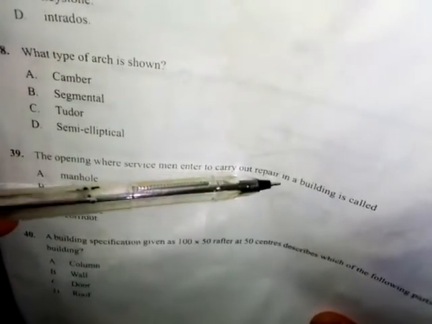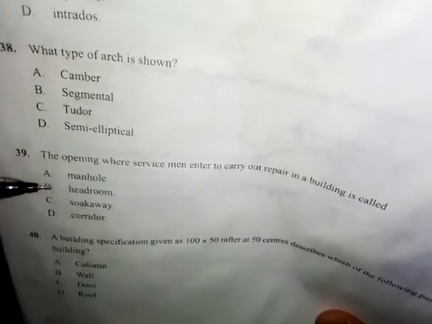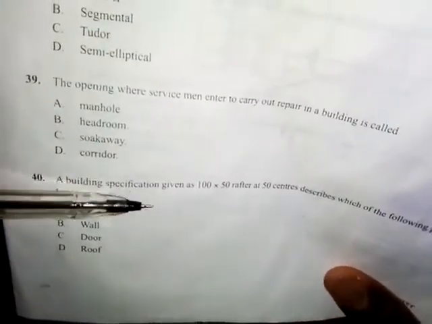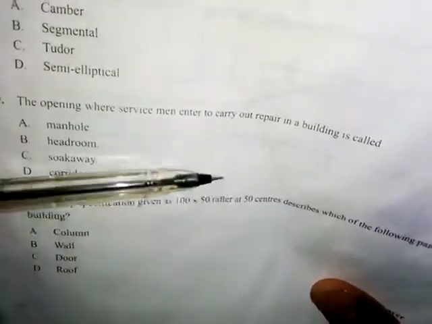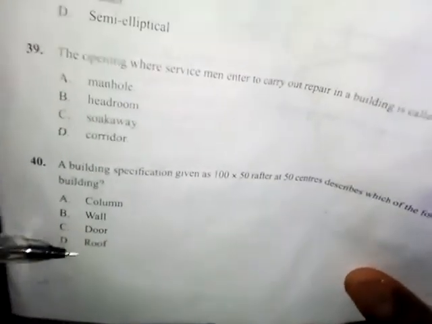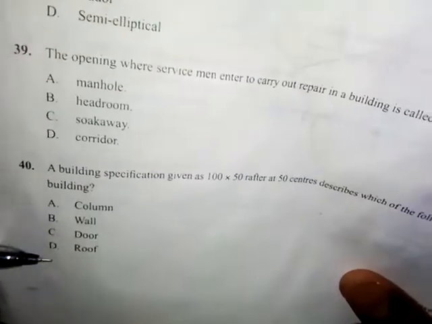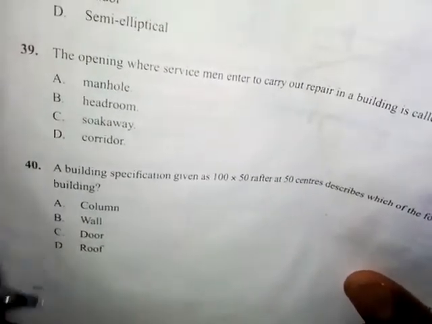So question 39. The opening where servicemen enter to carry out repair in a building is called manhole. Option A. Question 40. A building specification given as 100 by 50 rafter at 50 centers describes which of the following parts of a building? It is talking about the roof. So option D is the correct answer.